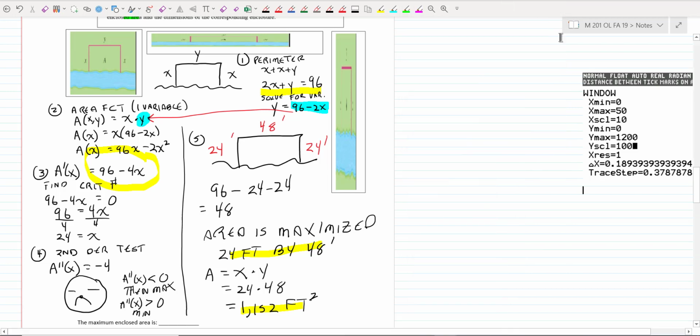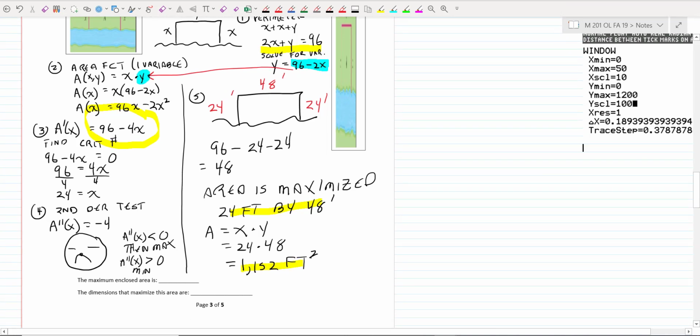So that's how you handle the world-famous calculus problem with a fence. The maximum enclosed area is 1152, and the dimensions we came up with were 24 feet by 48 feet.